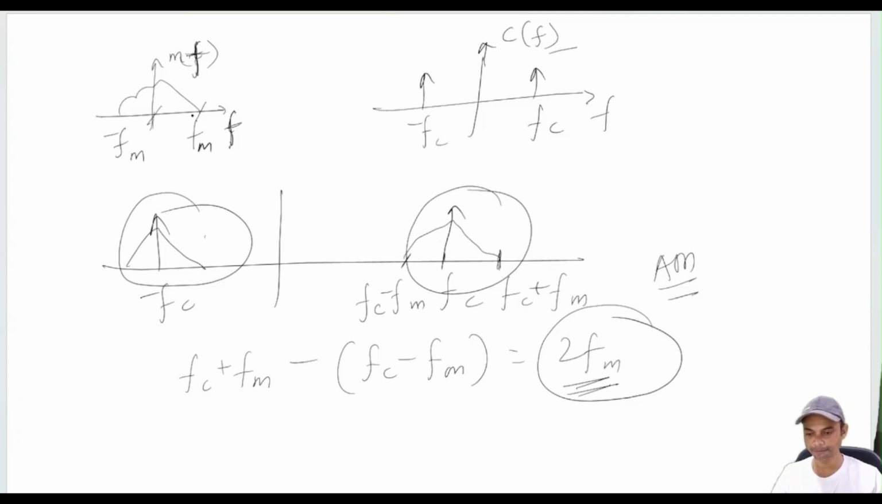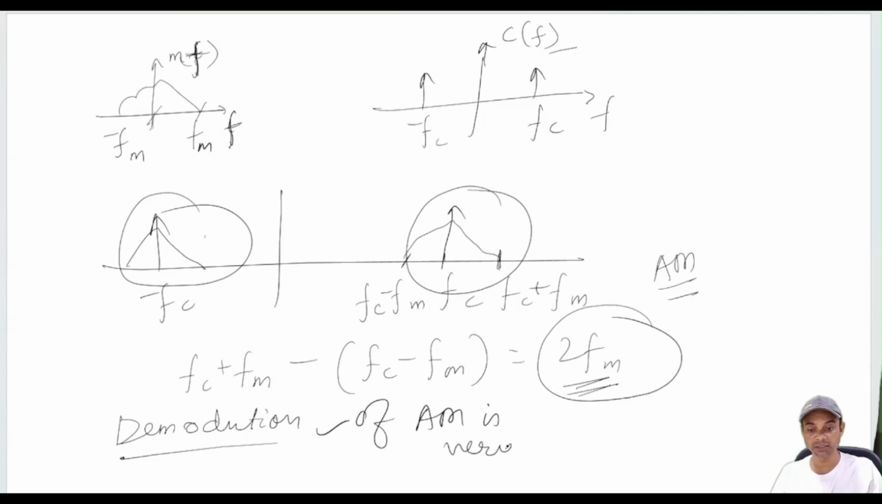I have already talked about the disadvantages. What is the advantage? The advantage is demodulation. Demodulation is very simple. Later we will see the demodulation circuit, and we can observe that demodulation of AM is very easy in comparison with other modulation techniques.